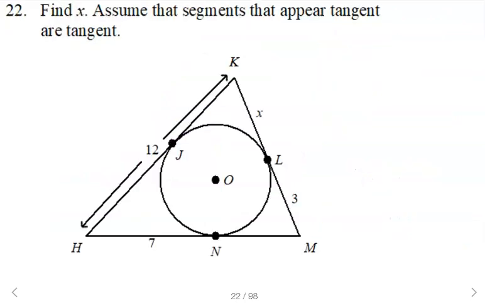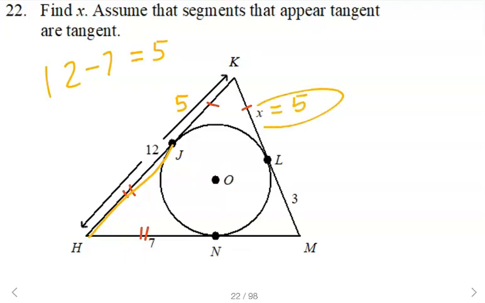All right, I know that these two segments are congruent because they're tangent to the same circle and they share an endpoint. But I also know that these two are congruent. And so if we take away the 7 part of this, 12 minus 7 gives us 5 for the other part. And so JK must be 5, which means x must be 5.